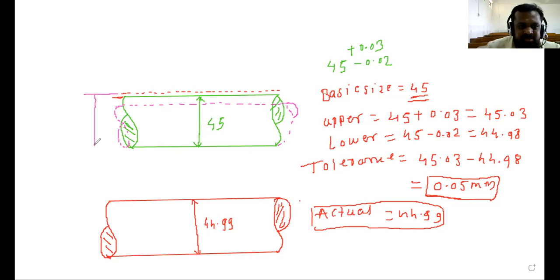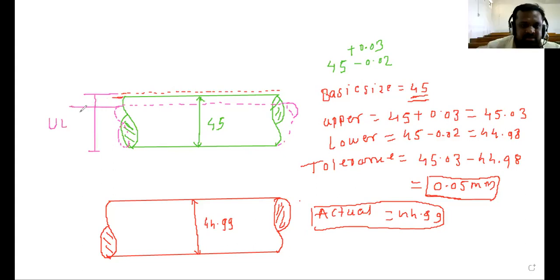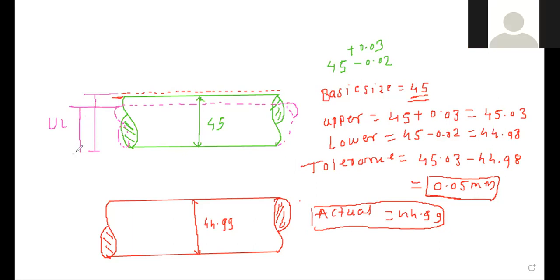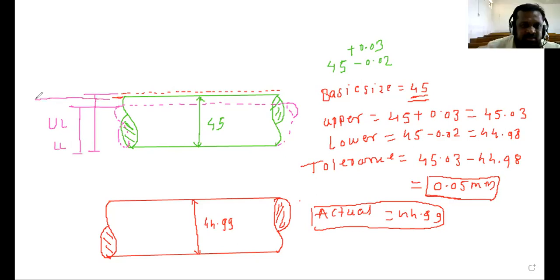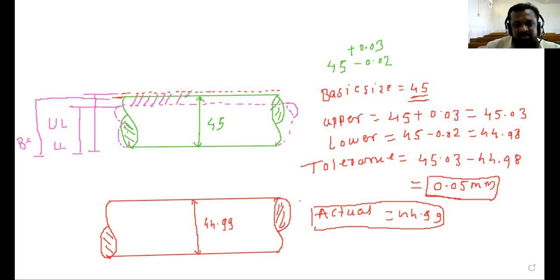What is this? Upper limit. It is called the upper limit. Then what is this? Lower limit. It is called the lower limit. And what is this? It is called the basic size. Okay. And what is this? Tolerance. It is called the tolerance, or we can say it is the tolerance zone.